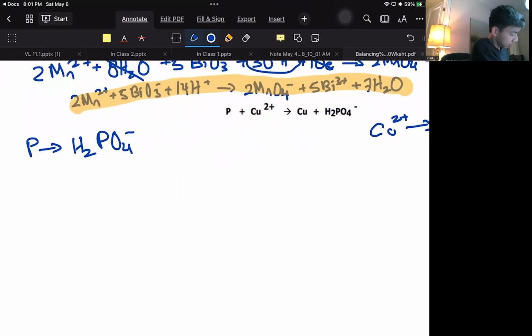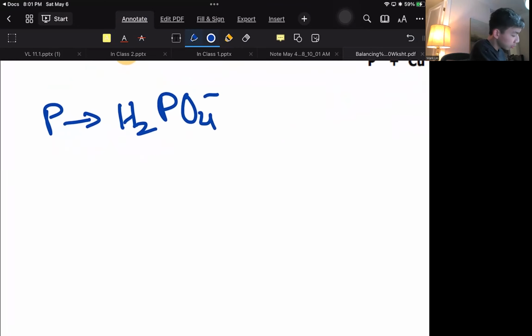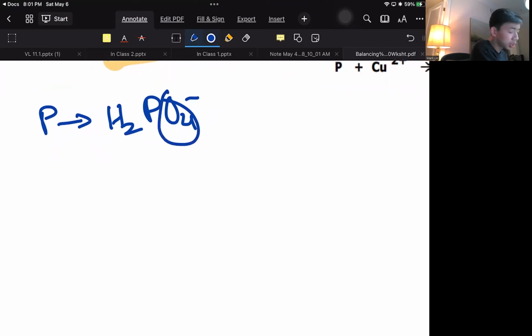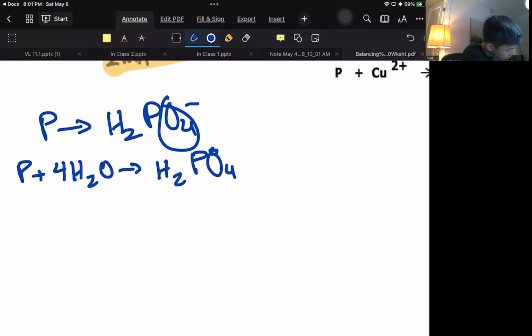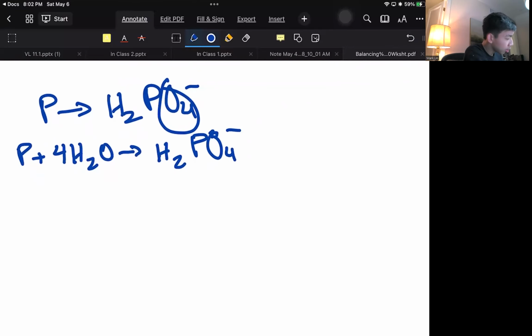Let's just focus on this side real quick. There are 4 oxygens on this side, so we need to add 4 water molecules. So P plus 4H2O gives H2PO4 minus, right?